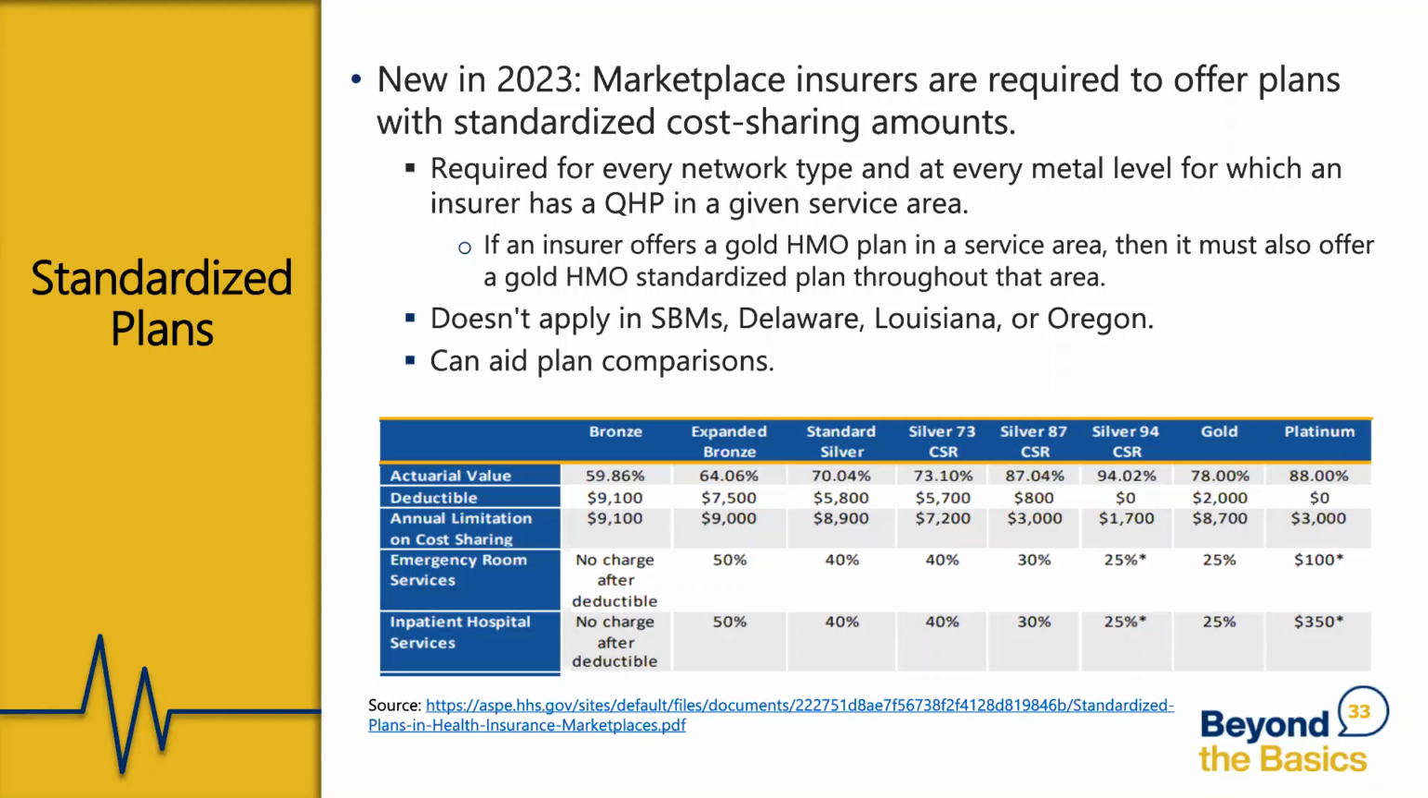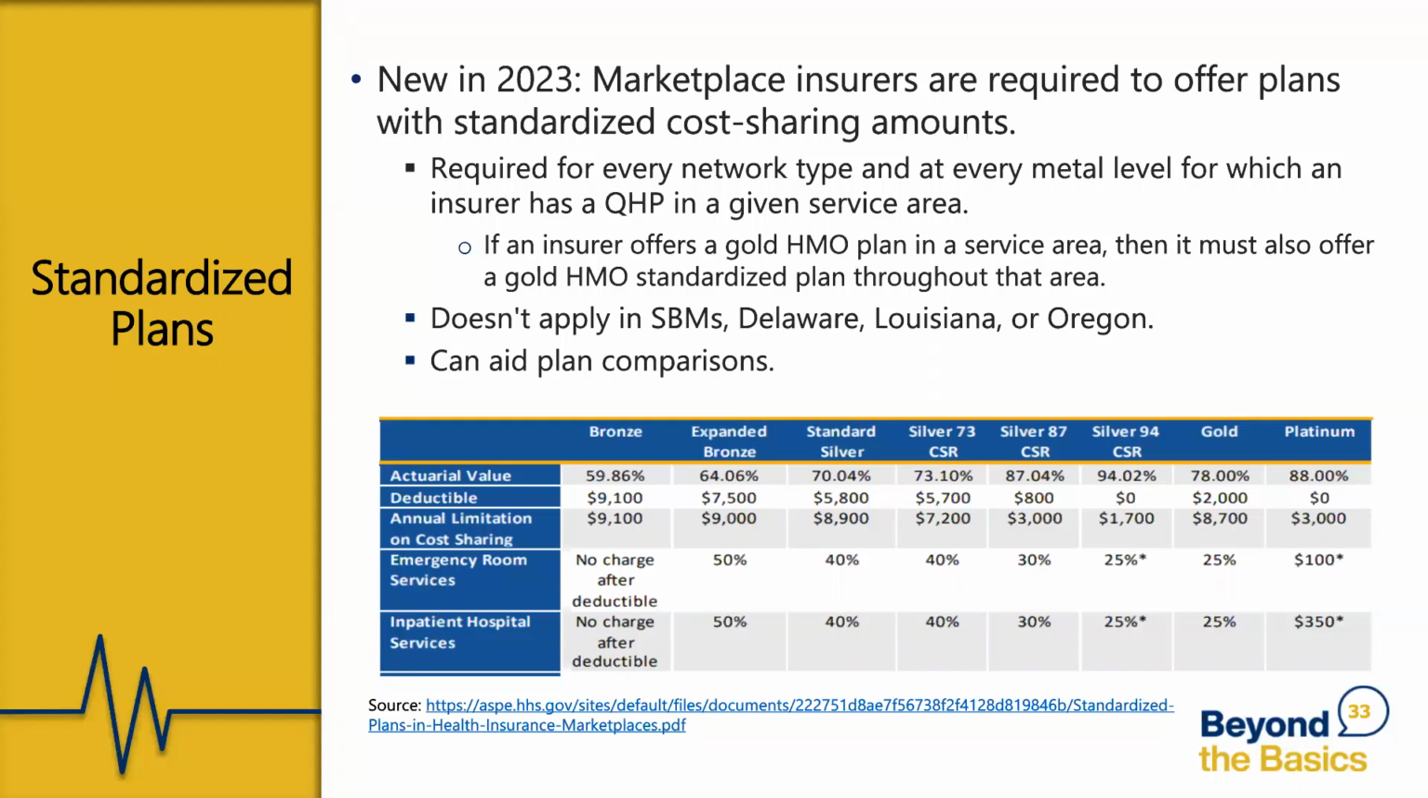So for example, if an insurer offers a gold HMO plan in a service area, which is maybe your town, then it must also offer a gold HMO standardized plan throughout that area. So you'll always have sort of a standardized version that you could look at. This doesn't apply in the state-based marketplaces, and it doesn't apply in Delaware, Louisiana, or Oregon, where I believe there are special rules or standardization already in place. And it can help aid plan comparison.